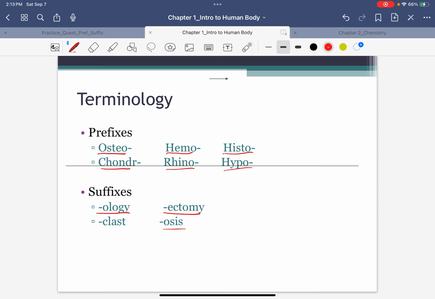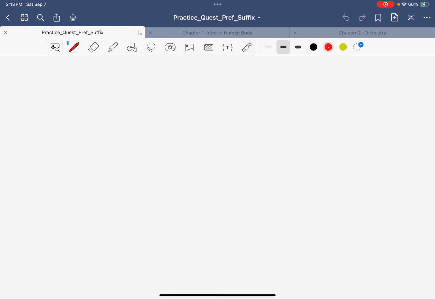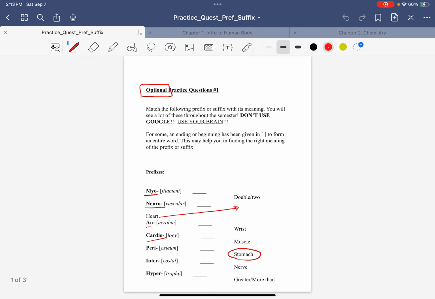Class means to break down. So you don't need to know these, but as we start to move forward in the semester, pay attention, because you can start to understand words just by the prefix and the suffix. To that end, folks, you're going to see this semester, I'm going to be posting some practice.